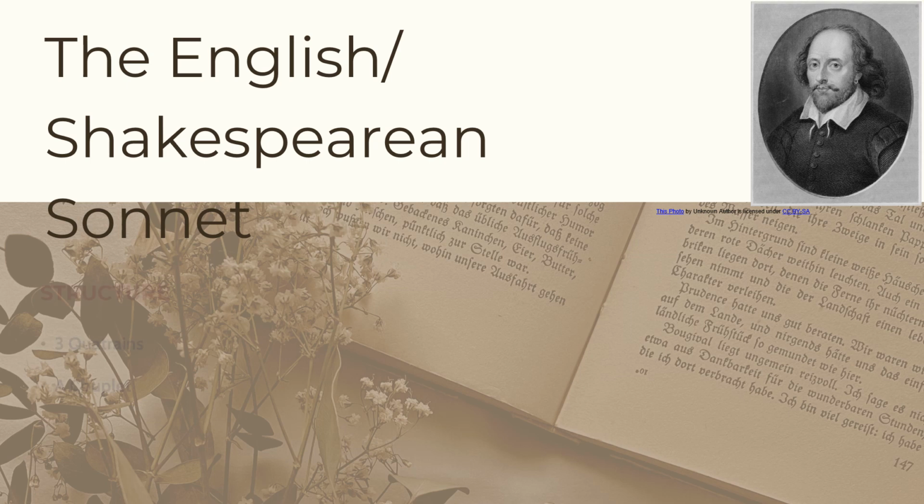To have a look at the structure of the English sonnet, it has 3 quatrains and a couplet. A quatrain is a combination of 4 lines. A couplet is a combination of 2 lines. So there we have 3 quatrains and a couplet, which would make it 14 lines again. In the previous structure of the Italian sonnet, we have seen that there were an octave and a sestet, which would make the total number of lines 14, and here we have 3 quatrains and a couplet.